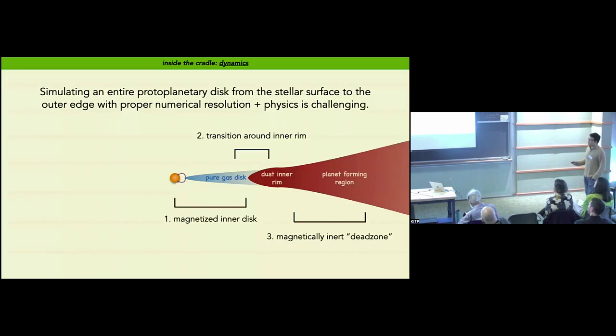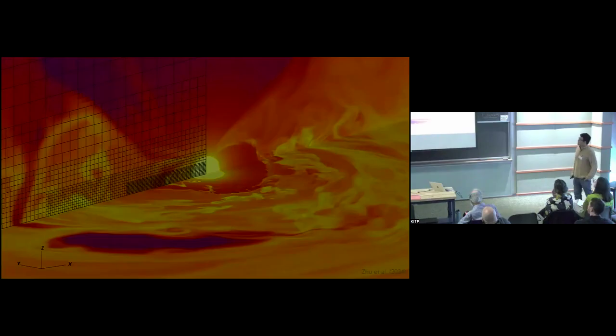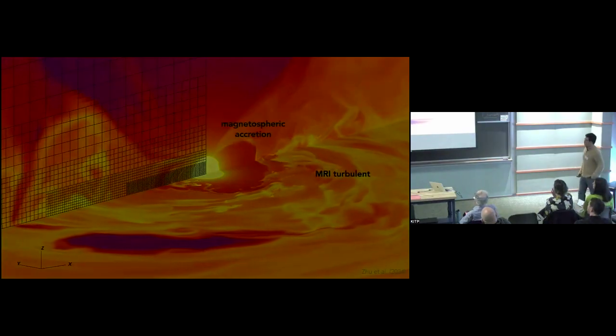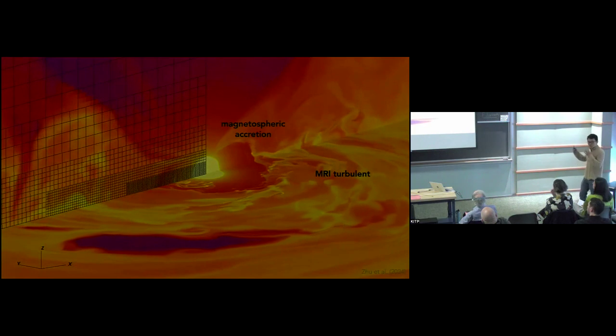So I will split this into 3 sections. 1, the inner disk, where things are ionized and magnetized. 2, the transition around the inner rim. And the last one is the magnetically inert dead zone. So this is a nice movie from Zhuwan, who will be giving a talk later this afternoon, so I'm not going to talk too much about this.